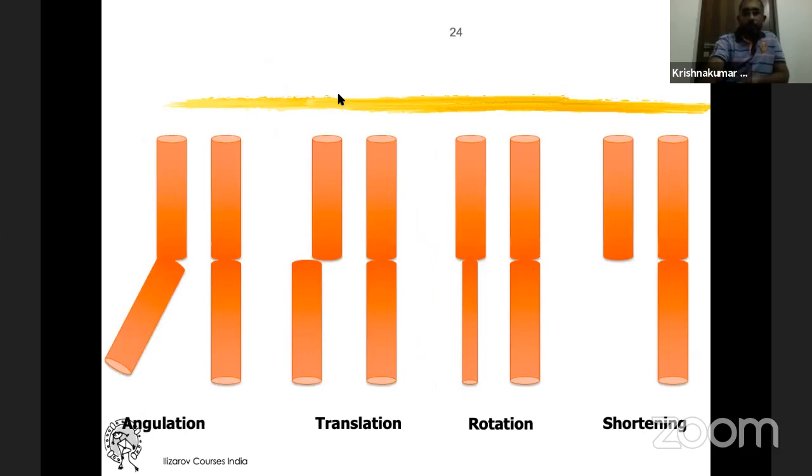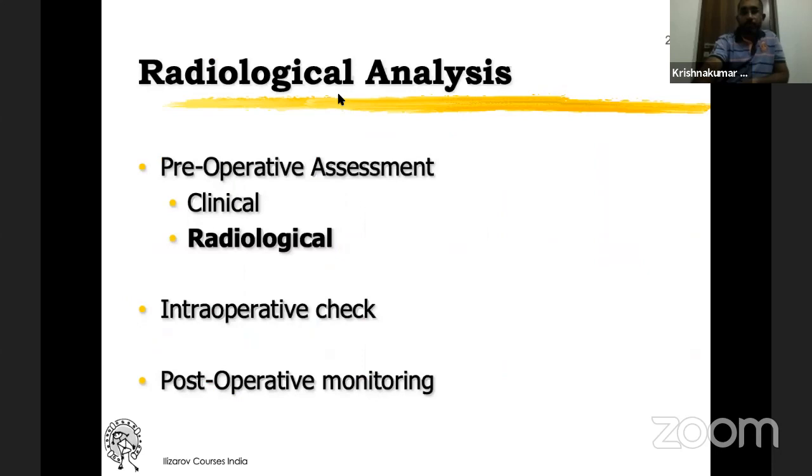So it can be a pure angulation, a translation deformity, a rotational deformity, or a shortening or absence of a segment of a limb. Like in a proximal femoral deficiency, you can have varying degrees of femoral deficiencies. I would be focusing mainly on the radiological analysis part, because clinical examination is important, but the most important aspect that you have to cover is the radiological analysis of a deformity.